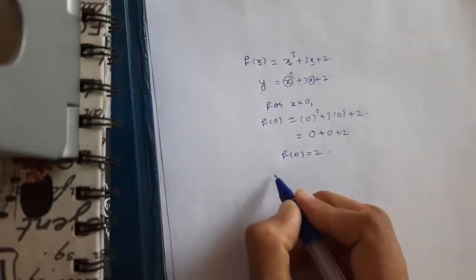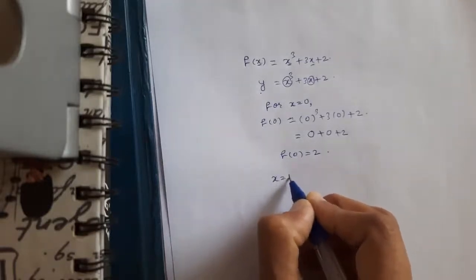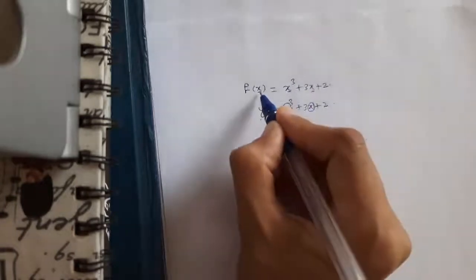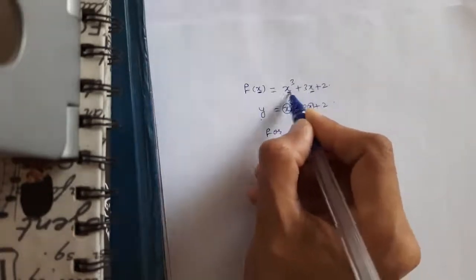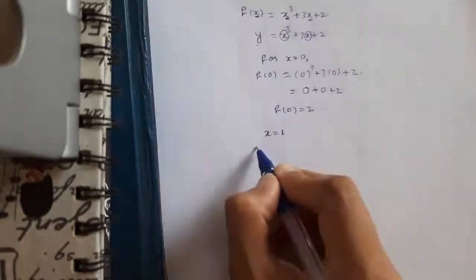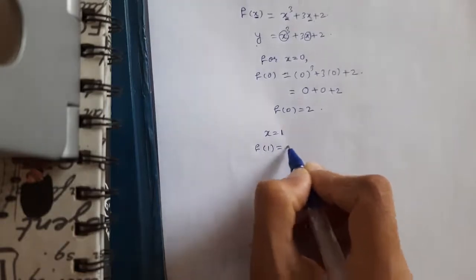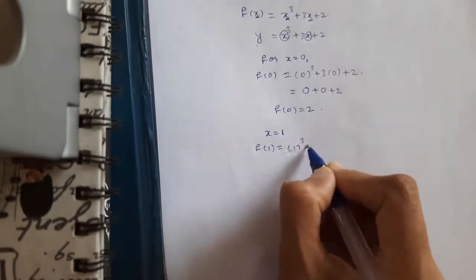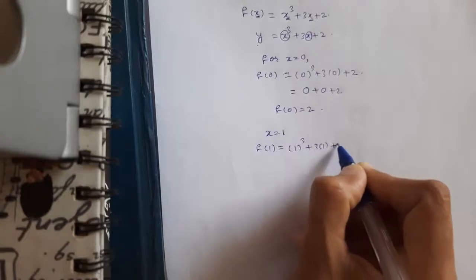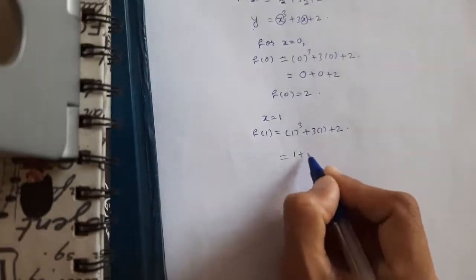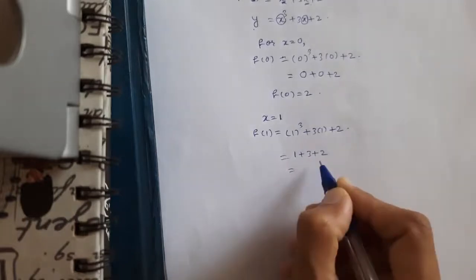Okay. Now suppose x equal to 1. Then what will I get? Just replace x with 1, everywhere replace x with 1. So what will I get? f of 1 equal to 1 cube plus 3 into 1 plus 2. So it is 1 plus 3 plus 2, 5 plus 1, 6.